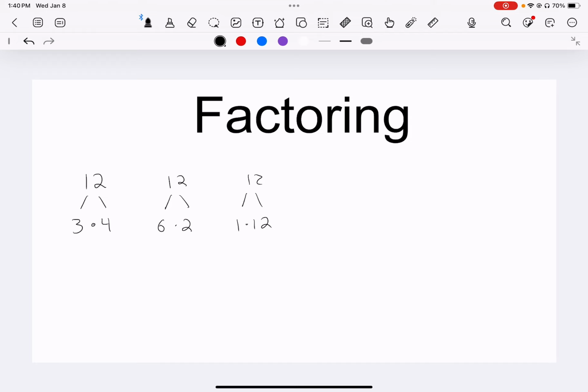Last class, we learned how to expand expressions when we had a number outside a set of parentheses, like 3, parentheses 2x minus 4, and we used our distributive property to determine what would be multiplied. 3 times 2x would be 6x. 3 times negative 4 is negative 12. So this was expanding using our distributive property. Now we're going to be going the opposite way. And that is called factoring.